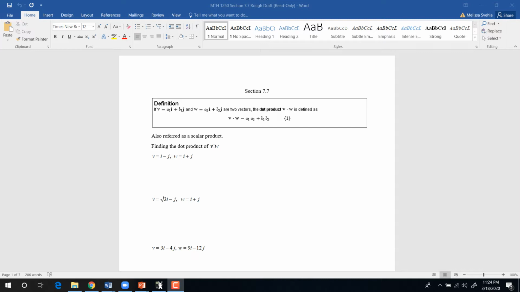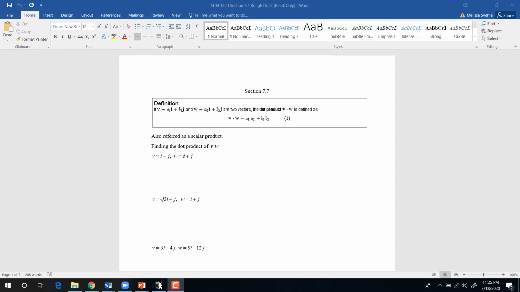Okay, so 7.7, I want to go over this. This is about vectors. And there's some basic formulas we want to talk about, which is what's called dot product, among other things. Okay, so let's talk about this.